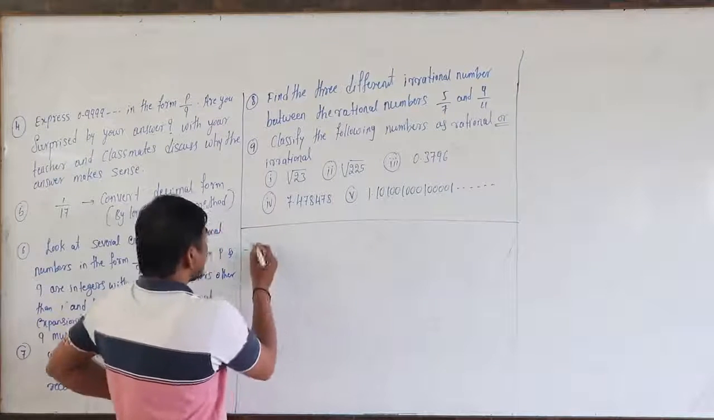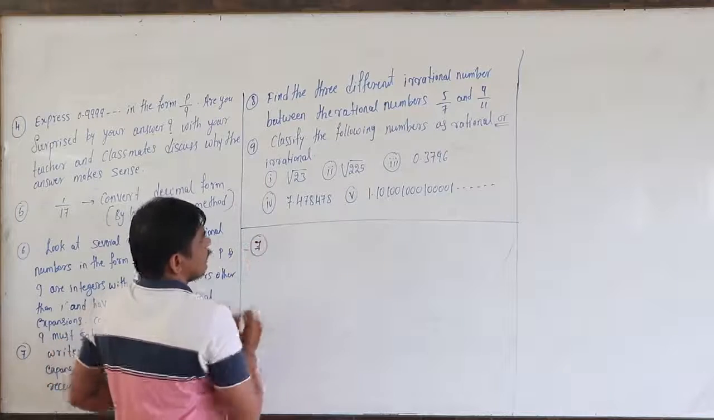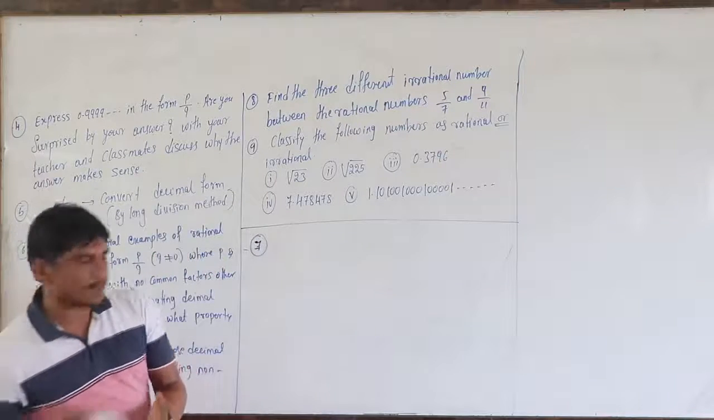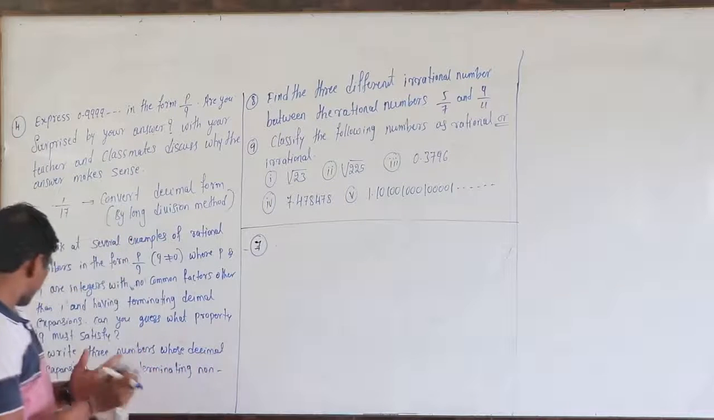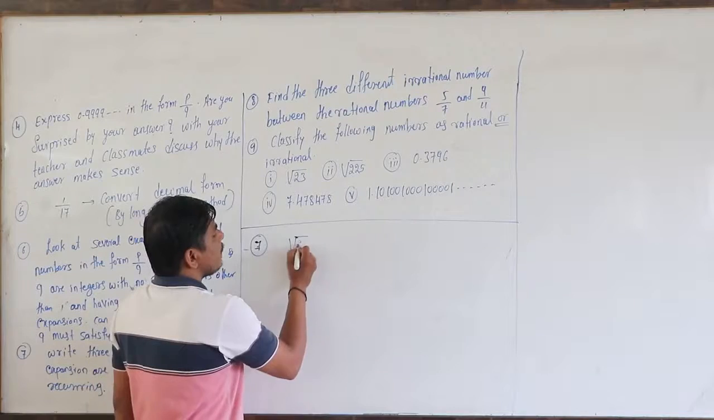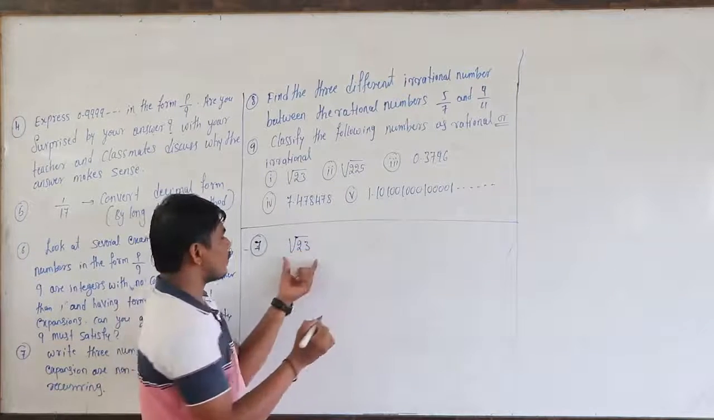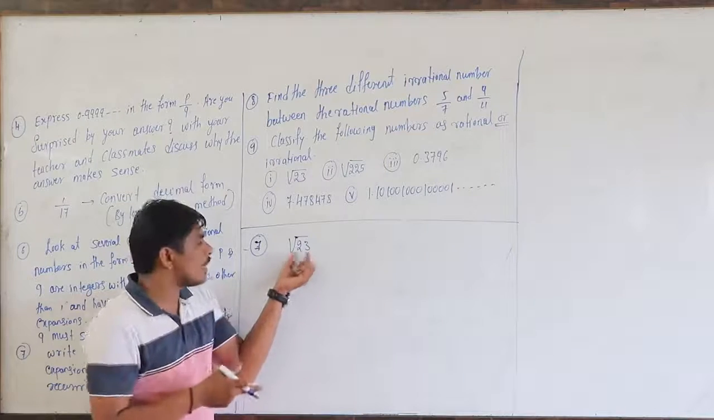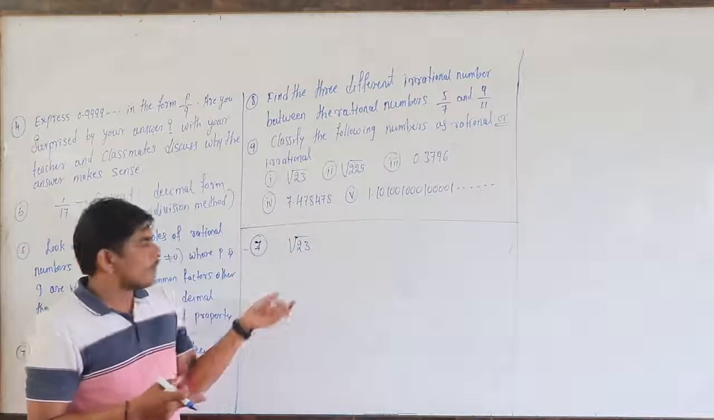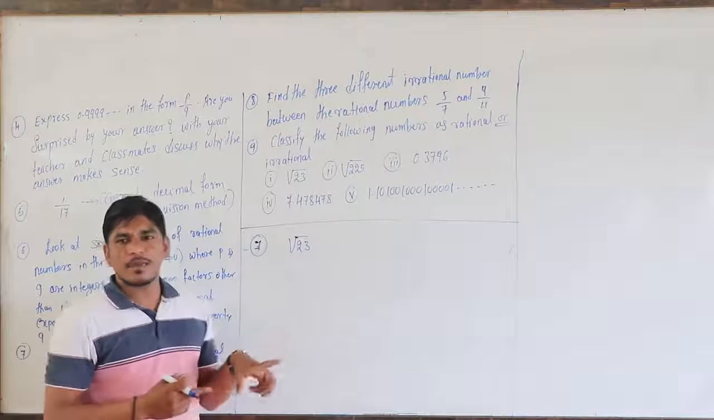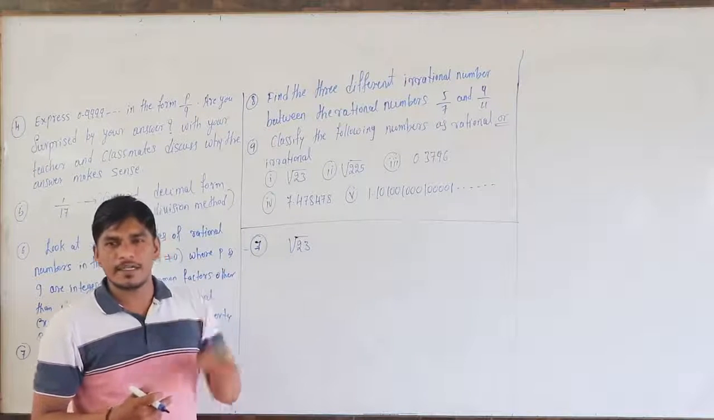Now, the 7th question, non-terminating and non-recurring. See, you take root of 23. Root of 23 is also non-terminating and non-recurring, because 23 is a prime number. You take a square root, this is an irrational number. All the irrational numbers are non-terminating and non-recurring.